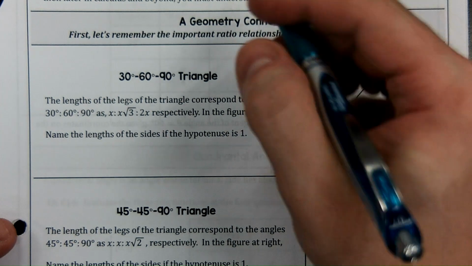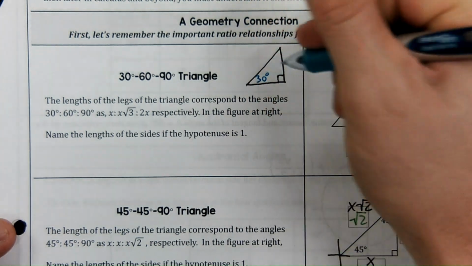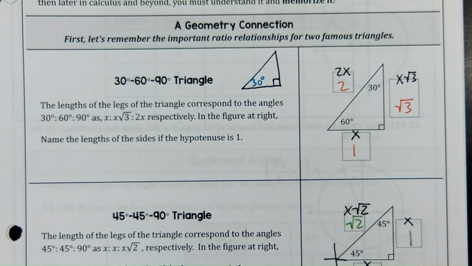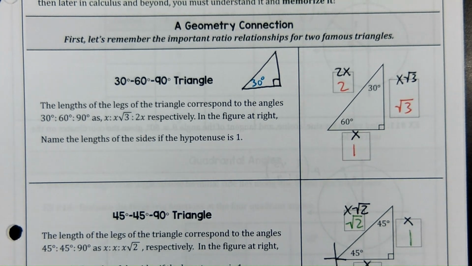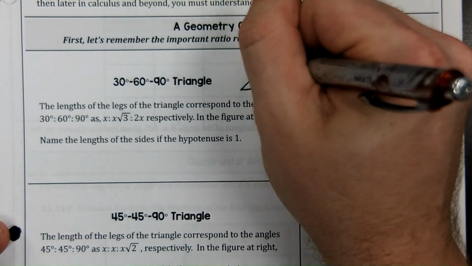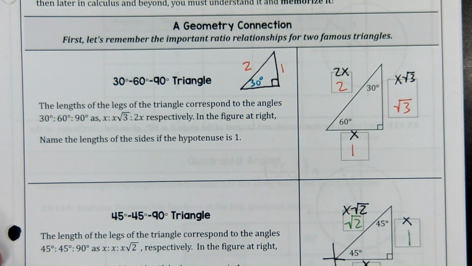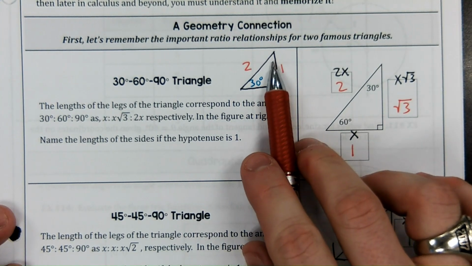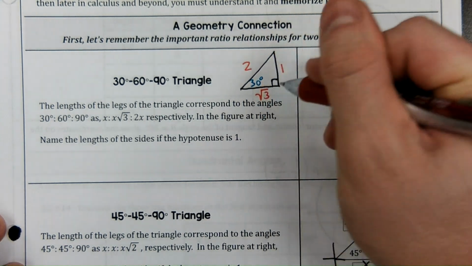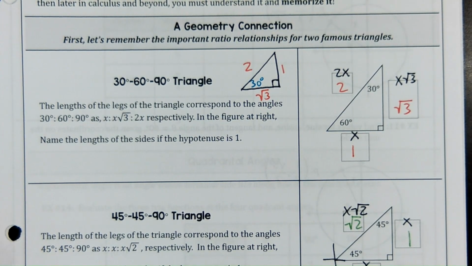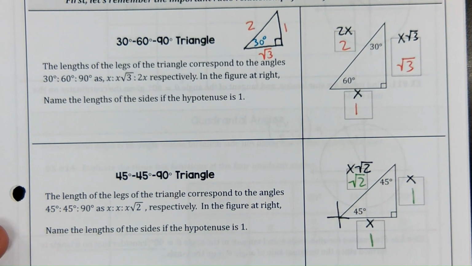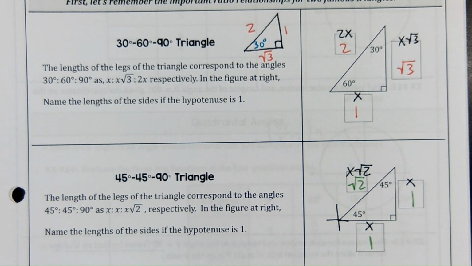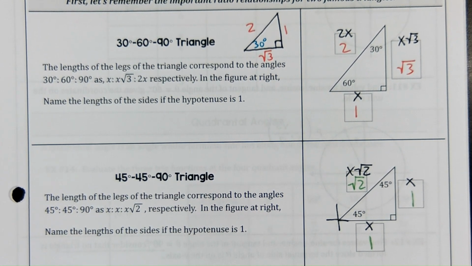I'm trying to pick a good color. The side length across from the 30-degree angle will always be the 1. The hypotenuse will always be the 2. The side length across from the 60-degree angle, which has to be that one, is always the root 3. If you know your x, y, r relationships for sine, cosine, and tangent, and you know these special right triangles, you don't need to memorize the unit circle. You don't need to.